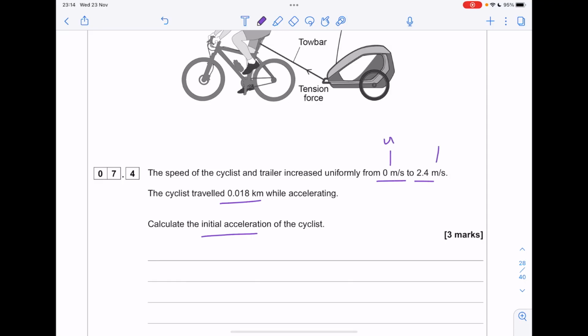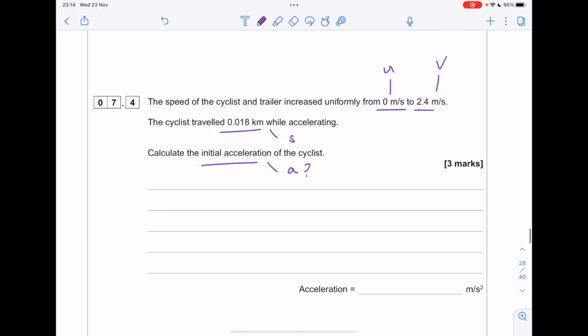So there's our initial speed. There's our final speed. There's our distance. And we're looking for a. So we need v squared equals u squared plus 2as.